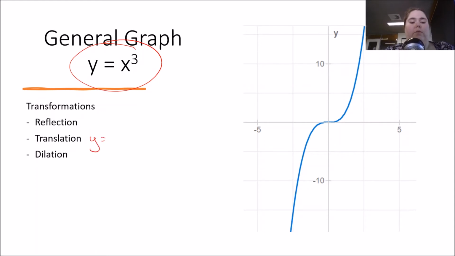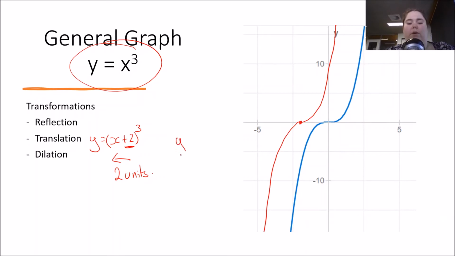If I have y equals x plus 2 cubed, that bit there is what tells me I have moved, in this case, left 2 units. Remember, positive is left, negative is right, which feels really wrong, but that's what it is. So I have just turned my graph into that. And if I had y equals x cubed minus 9, that just means I've moved my original graph down.